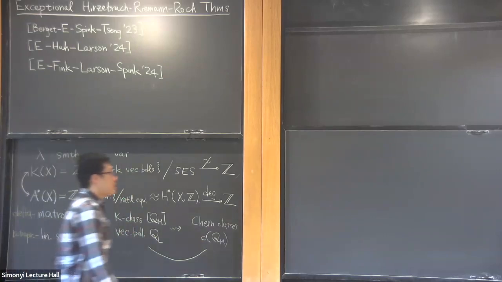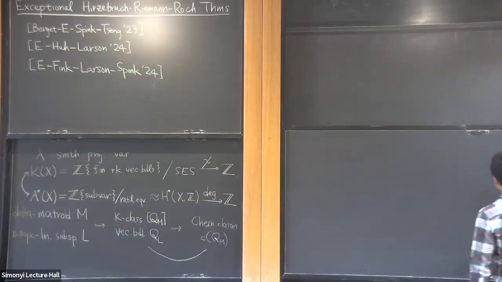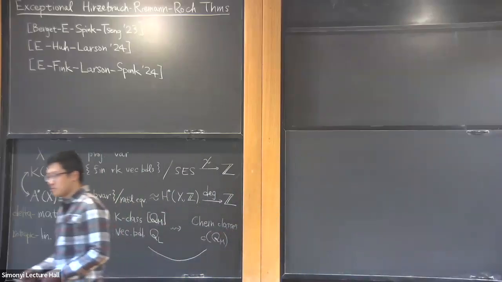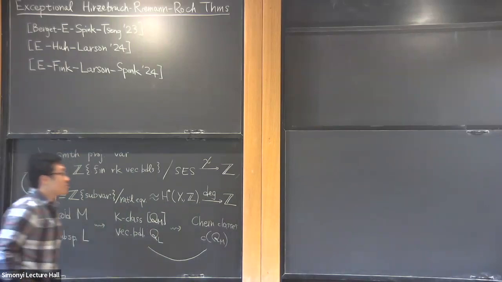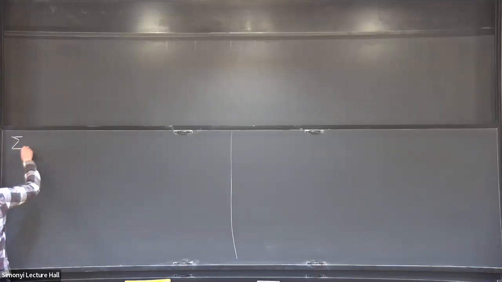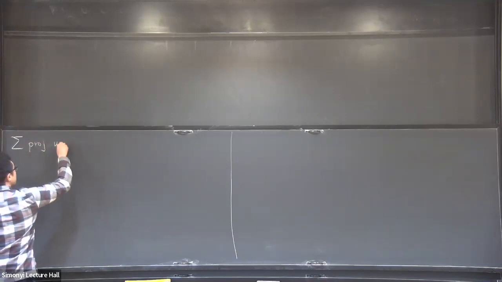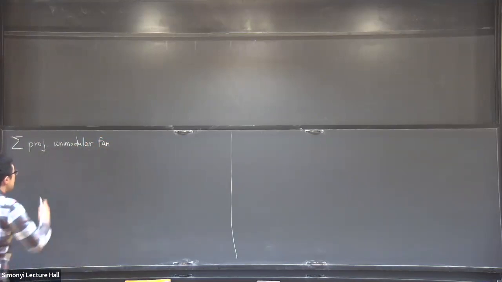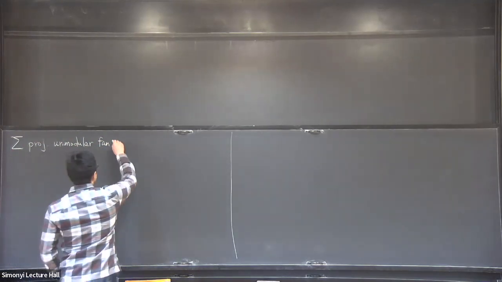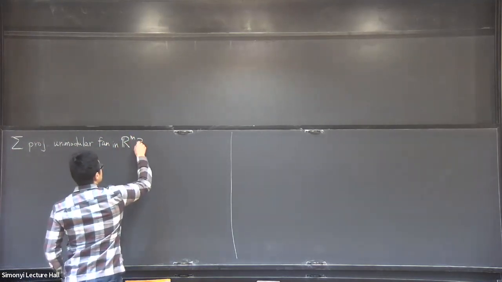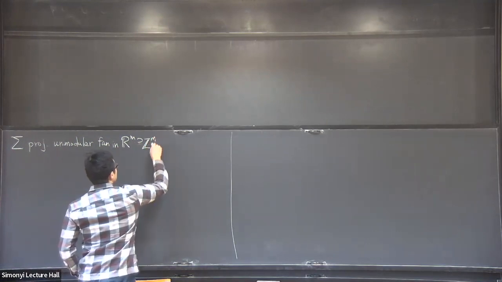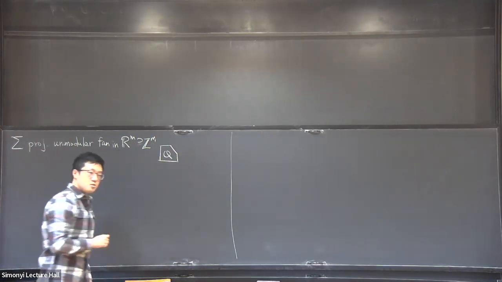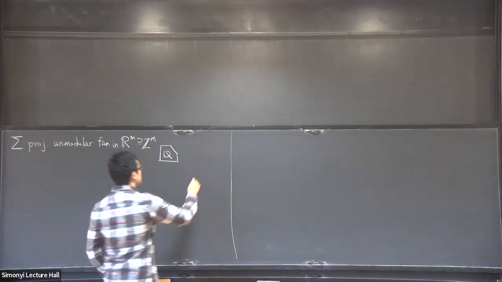So let me start by explaining the combinatorics of the K-ring and the Chow ring in the context of toric varieties. So let's start. Let Sigma be a projective unimodular fan. Now, if the terms projective unimodular don't mean too much to you, that's okay. All I mean is that you take some nice lattice polytope, maybe it looks something like this, Q, and you look at its normal fan.